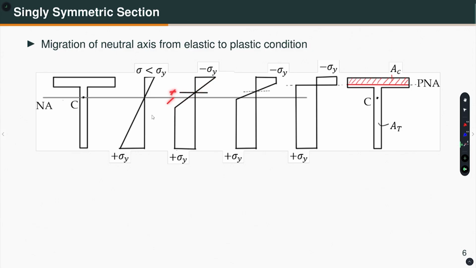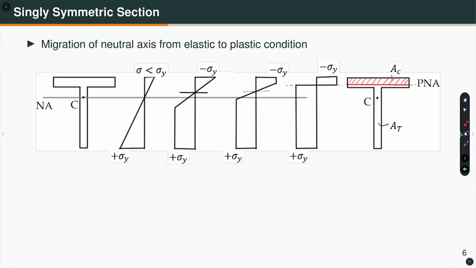Why is it shifting up? Well, to maintain the equilibrium of forces, since axial force is not there, summation of sigma dA integrated over the cross section must be equal to 0. That brings the neutral axis up, and it is easy to understand when it is fully plastic. Let us say this is another intermediate stage, and this is the fully plastic condition. Under fully plastic condition, sigma y multiplied by this area must be equal to sigma y multiplied by this tension area At. So, this moves it up.